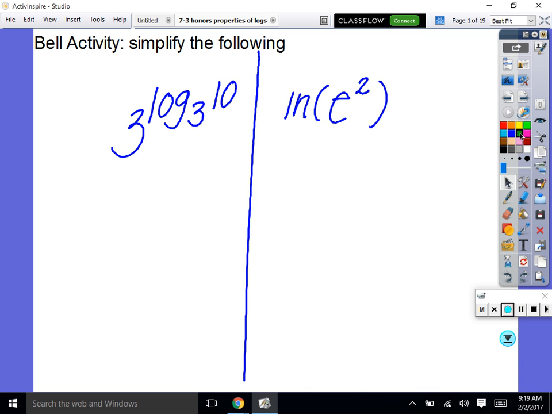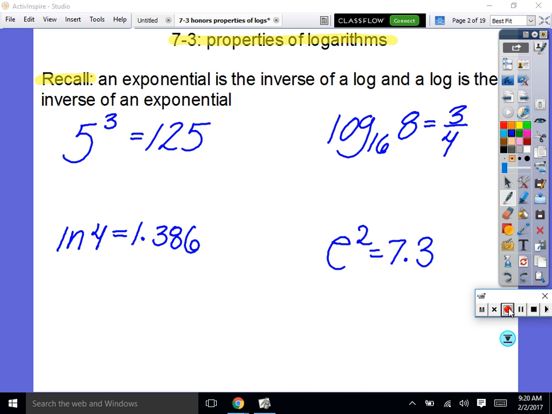Okay, so base 3 and log to the base 3 canceled out. So I saw that all of you put 10. Very good. It should be that quick. So then right here, ln and e undo each other. They're inverses of each other, so they undo each other, so we get 2. All of you were able to see that pretty quickly. Okay, questions on that? Real quick on some things that we learned last time.